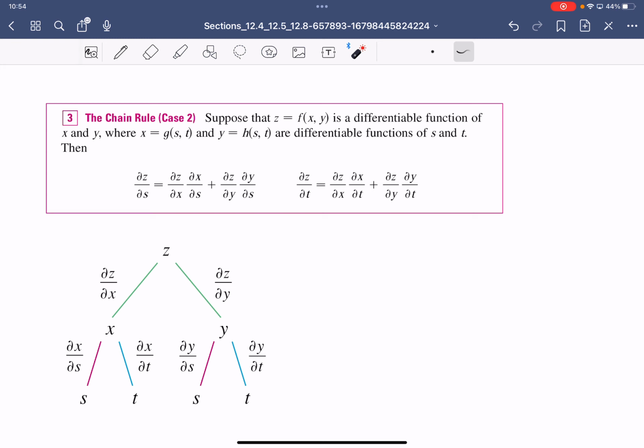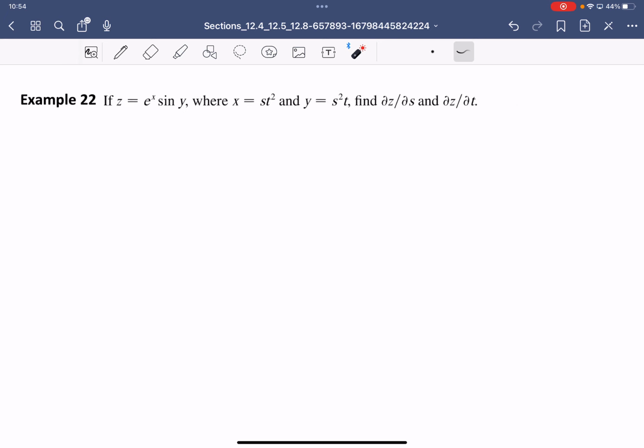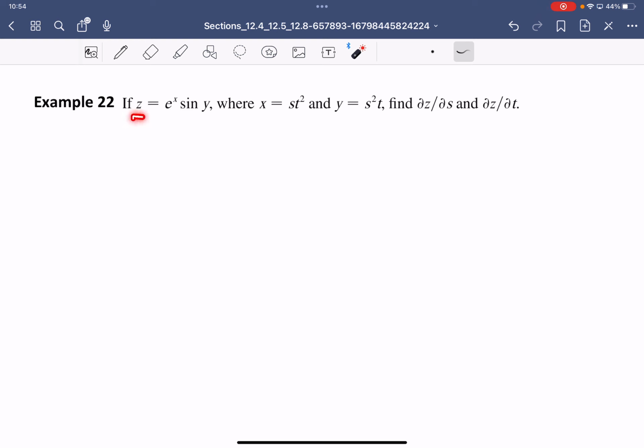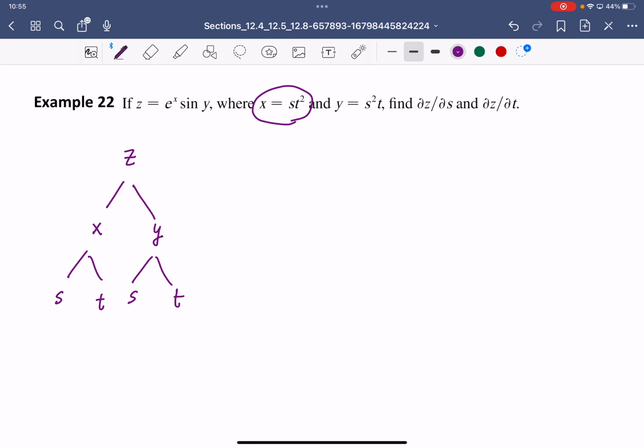Again, the technique is you always draw a diagram, then set up the chain rule from the diagram, and then compute everything. Let's start: c equals e to the x sine y, x equals s t squared, and y equals s squared t. Can you find ∂c/∂s and ∂c/∂t? Let's do it. c is a function of x and y. x is a function of s and t. y is a function of s and t.